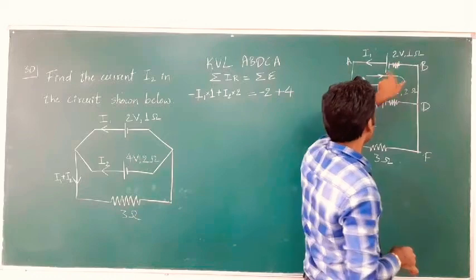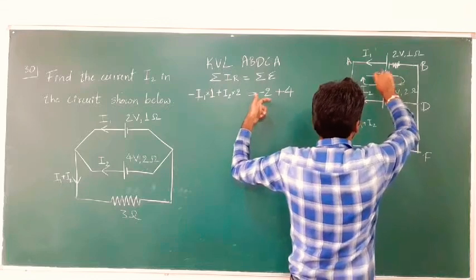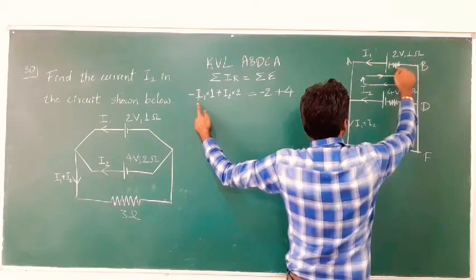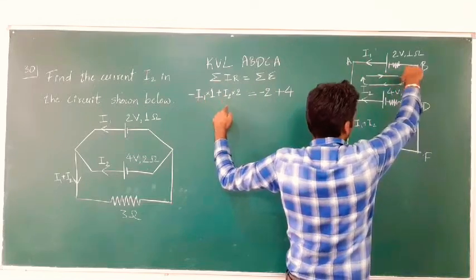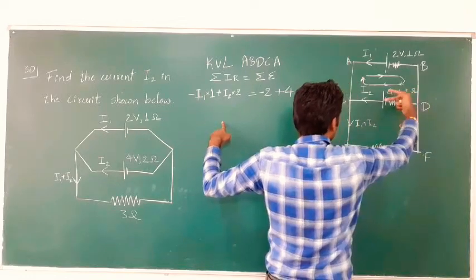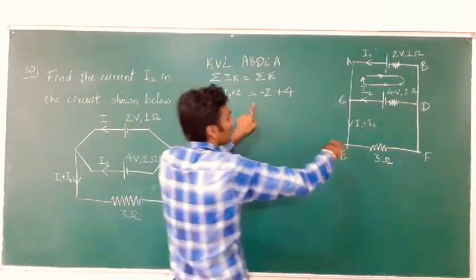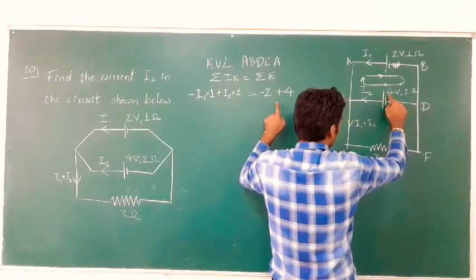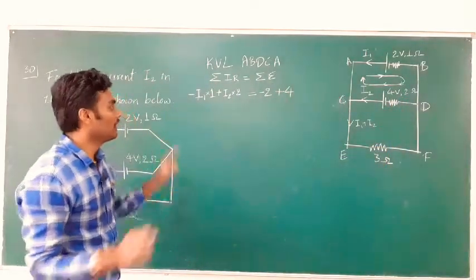First cell EMF 2 volt, since I touch the positive terminal of the cell first, so minus 2 volt. Then I move ahead, I get the resistor of 1 ohm and I1 is the current flowing through this resistor, but the direction of current is opposite. So, I put minus I1 and then I move ahead and see another resistor of 2 ohm through which the current I2 is flowing in the same direction of traversal. So, I put I2 into 2 is equal to, next I have one more cell here of EMF 4 volt, but I touch the negative terminal of the cell first. So, it is plus 4. Clear? Okay, let me simplify this.